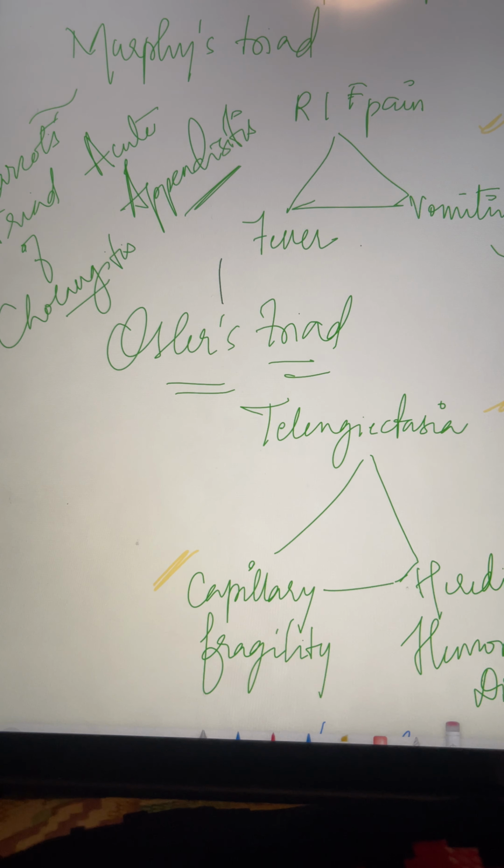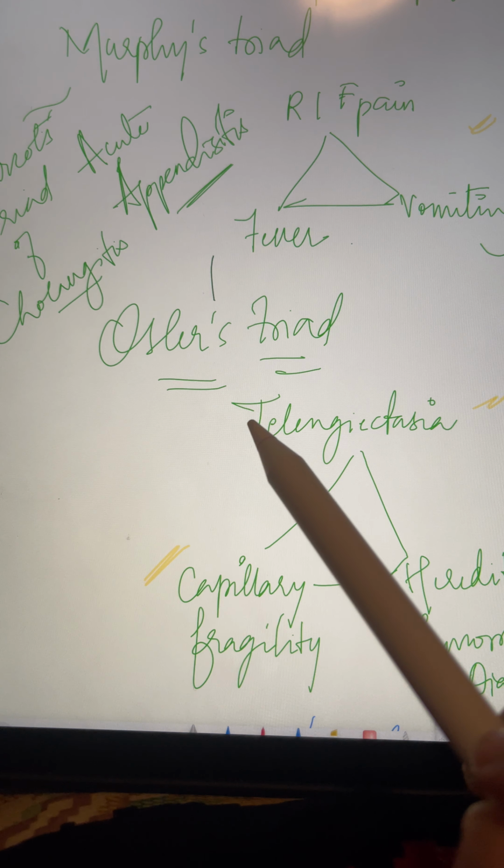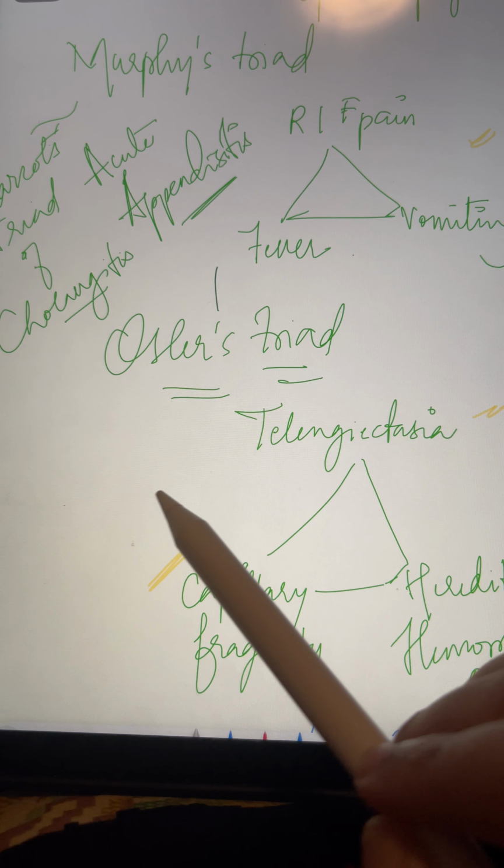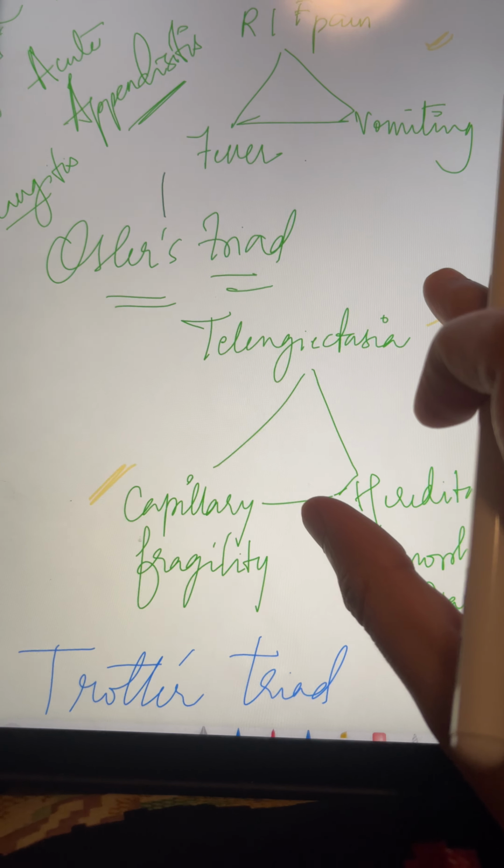Murphy's sign is different than Murphy's triad. Now tell me, where do we see Murphy's sign? It's a very important sign, so you guys should know. Do comment and tell me where you see it.